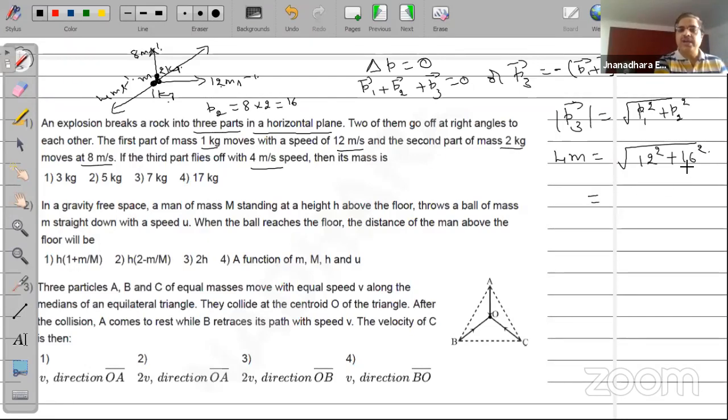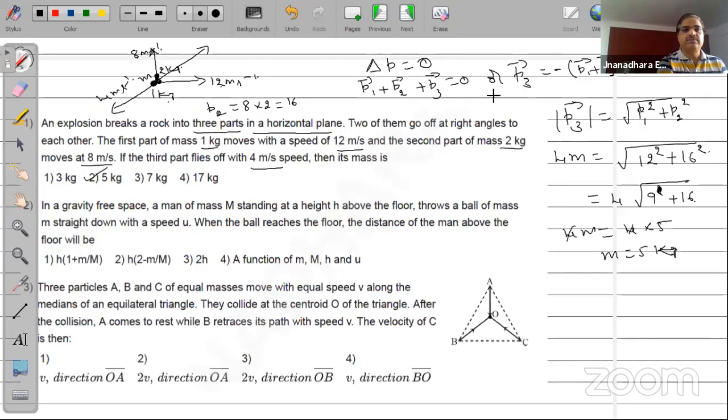So it becomes root of 12 square plus 16 square. Now, if you take 4 square outside this, I get this to be 4 into root of 3 square plus 4 square, and therefore this will turn out to be 4 into 5. So this will be 4m. So m therefore should be equal to 5 kg. So the answer to this is the second option.